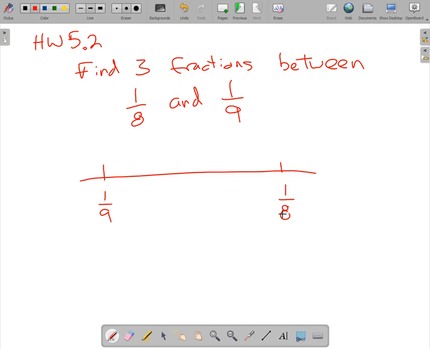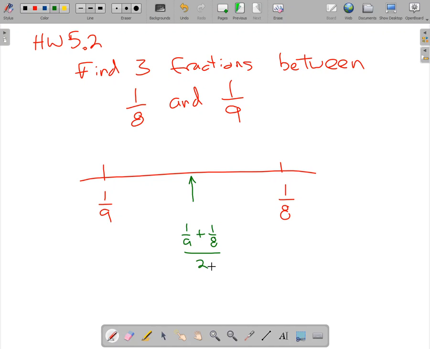So one way is to say, well, I could find the middle number because I know how to do an average. Do you guys know how to do an average? How do you average two numbers? Add them and divide by 2. So the middle number there is going to be 1/9 plus 1/8 divided by 2.